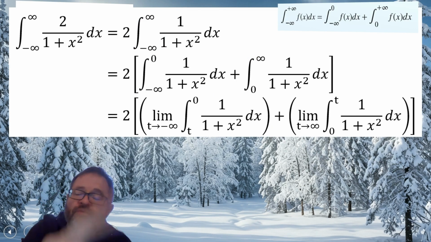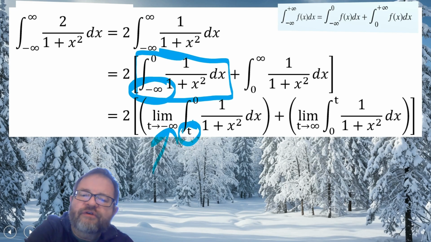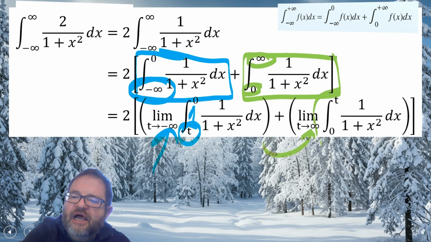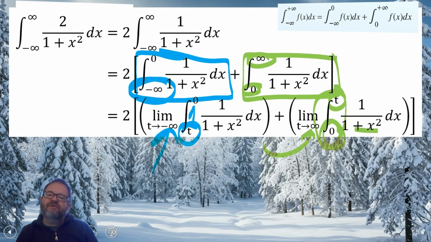Both of them follow rules. This one follows that second rule because it starts at negative infinity. Well, we have a rule for that. It's the limit as t approaches negative infinity of the integral from t to 0 of that function. That was the second rule that we learned. And over here, this other piece, the integral from 0 to positive infinity, will be our first rule, where it was the limit as t goes to positive infinity of the integral from 0 to t of our function. See, we're combining the three rules that we've learned today?